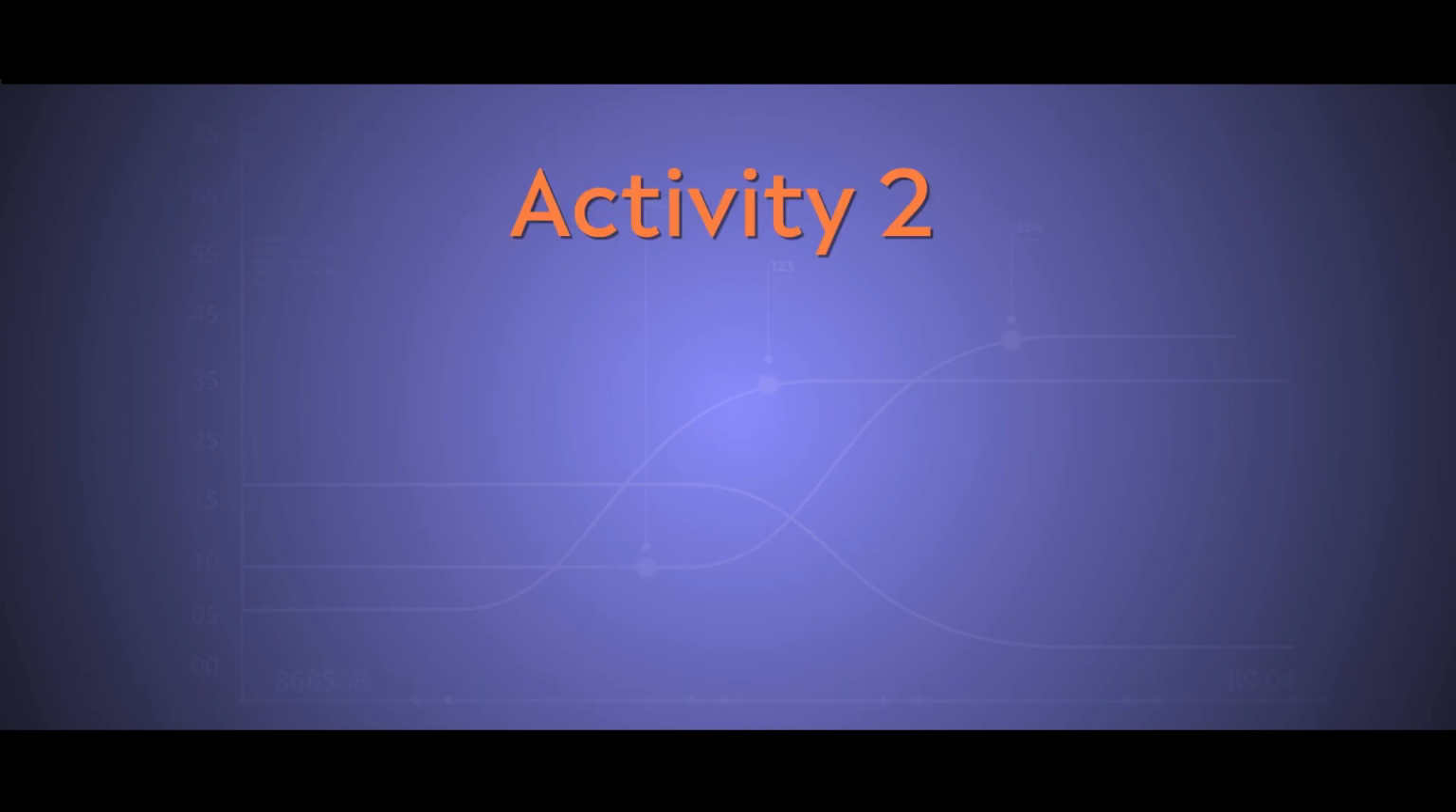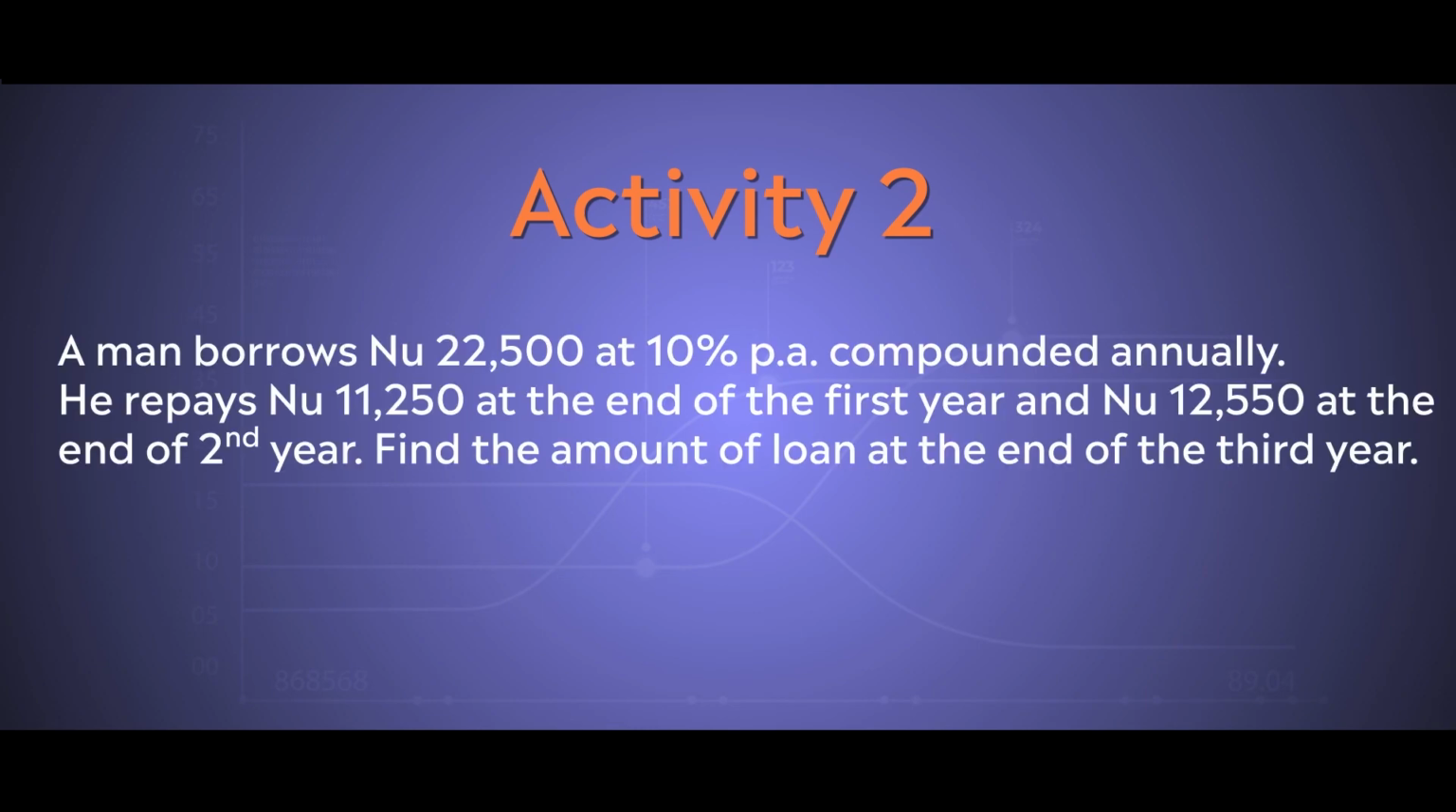I have one activity for you. Let me read out the question. A man borrows Nultrum 22,500 at 10% per annum compounded annually. He repays Nultrum 11,250 at the end of the first year and Nultrum 12,550 at the end of the second year. Find the amount of loan at the end of the third year.